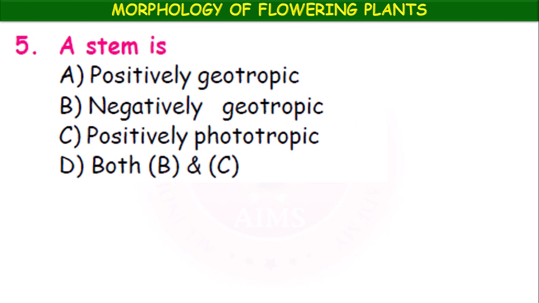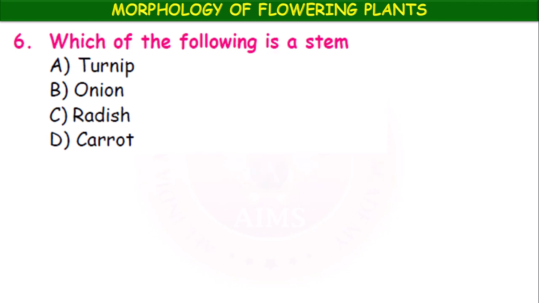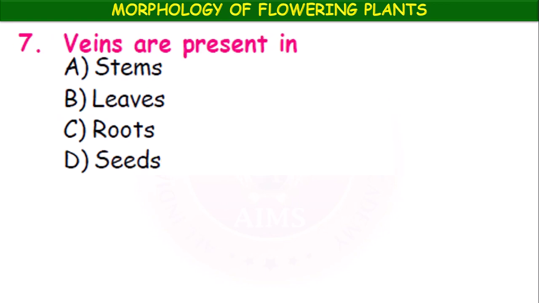A stem is: positively geotropic, negatively geotropic, positively phototropic, or both negatively geotropic and positively phototropic. Yes, D. It is negatively geotropic and positively phototropic. Which of the following is a stem? Turnip, onion, radish, carrot. It is the onion which is the stem, the remaining are all roots.